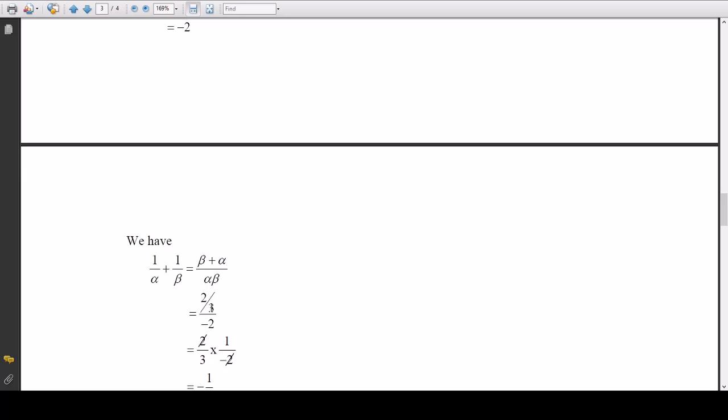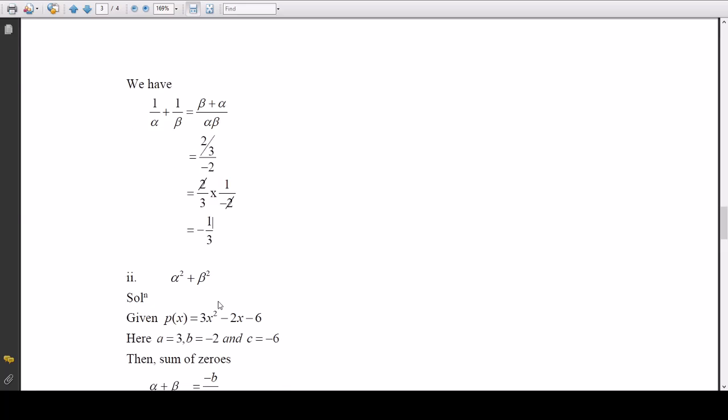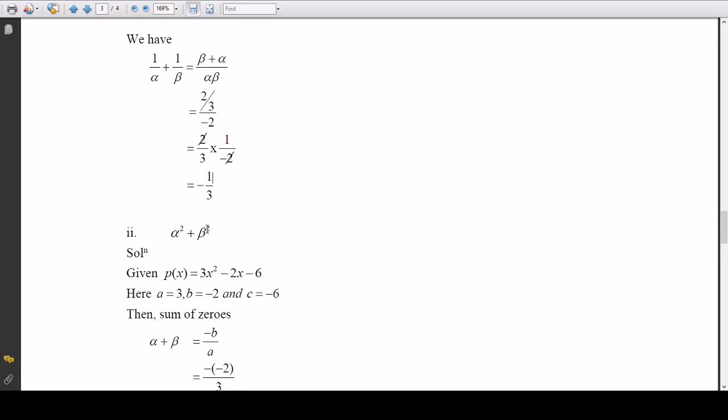Now 2 by 3, you change this division sign to multiply. Minus 2 by 1, isn't it? Denominator of minus 2 is 1. Minus 2 by 1. When you change to multiply, it'll be 1 by minus 2. 2 will get cancelled. You'll get minus of 1 by 3. That is the value of 1 by alpha plus 1 by beta. Clear? The second one, alpha square plus beta square.